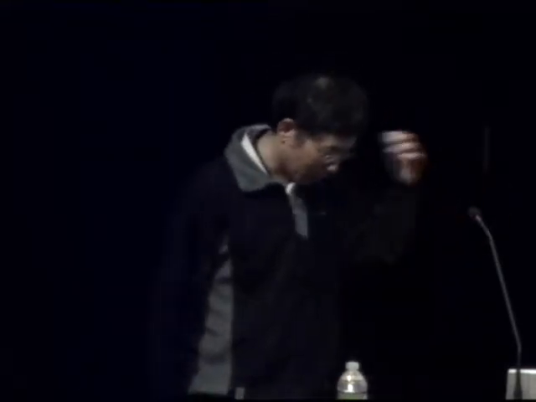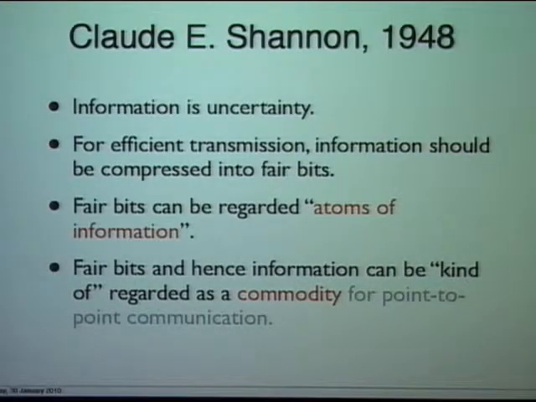First we start with the seminal paper by Claude Shannon in 1948 that brought us all here today. In this paper, Shannon said that information is about uncertainty, and for efficient transmission, information should be compressed into "fair bits". Fair bits means IID bits which are equally likely to be 0 and 1. And fair bits can sort of be regarded as "atoms" of information. It's not a very precise statement. That's why I put things in quotation.